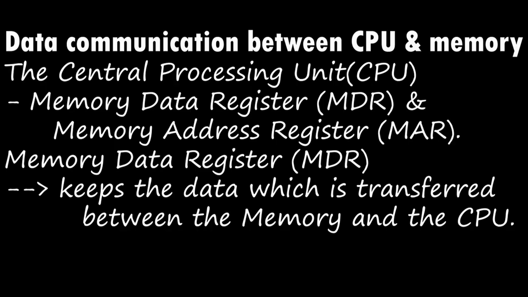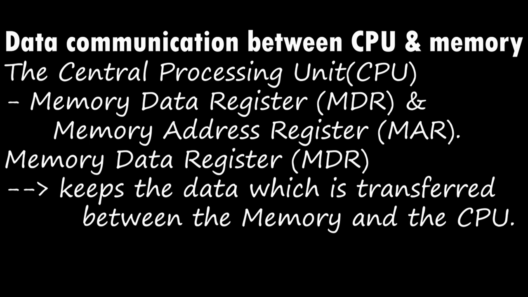Here there is a central processing unit and a memory, RAM. The central processing unit has an MDR and a MAR. The MDR is the memory data register, and the MAR is the memory address register. The CPU has a memory data register and a memory address register. The memory data register will keep the data which is transferred between the memory and the CPU.